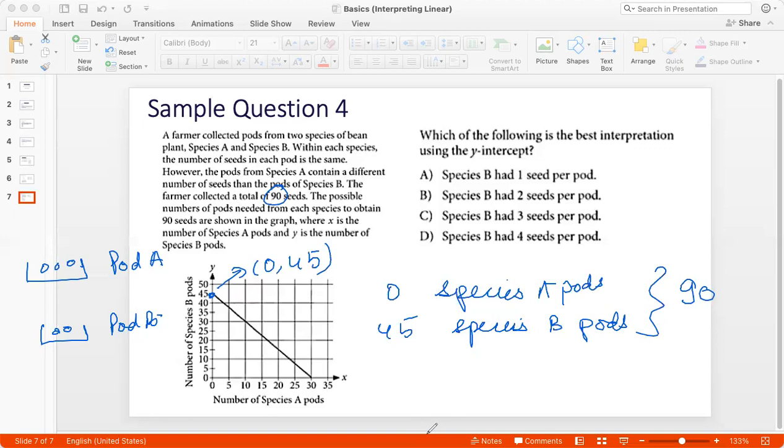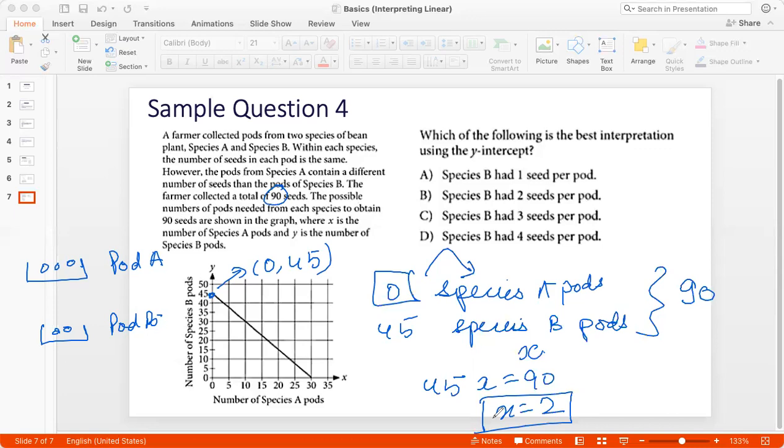So if the number of seeds per pod of species B is x, then 45 times x should be 90, because 0 species A pods. So A has not contributed anything. So x is 2, right? What does that mean? That the number of seeds per pod in species B is 2, which is option B here. Okay, let's try and interpret the x-intercept.